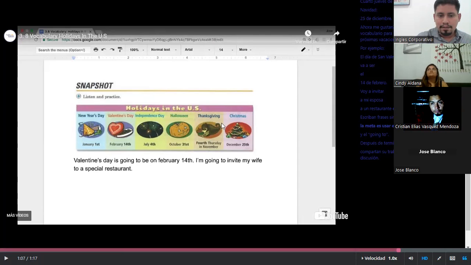These are holidays that we do not celebrate here in El Salvador. Some of them, right? Christmas we celebrate, New Year's Day, and Valentine's Day we celebrate all those special days here in El Salvador, right? But in the case of Independence Day, Halloween, Thanksgiving, those are not considered here in the calendar in El Salvador. So, with New Year's Day, with Valentine's Day, and with Christmas, we're going to construct a sentence using this example.